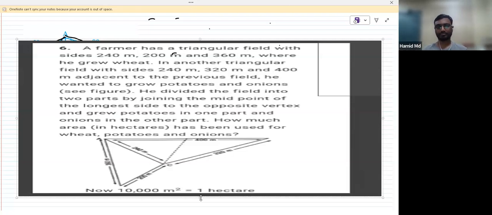A farmer has a triangular field with sides 250 meters, 200 meters, and 360 meters, where he grew wheat. In another triangular field with sides 240, 320, and 400, adjacent to the previous field, he wanted to grow potatoes and onions. He divided the field into two parts by joining the midpoint of the longest side to the opposite vertex and grew potatoes in one part and onions in the other part. How much area in hectares has been used for wheat, potatoes, and onions?